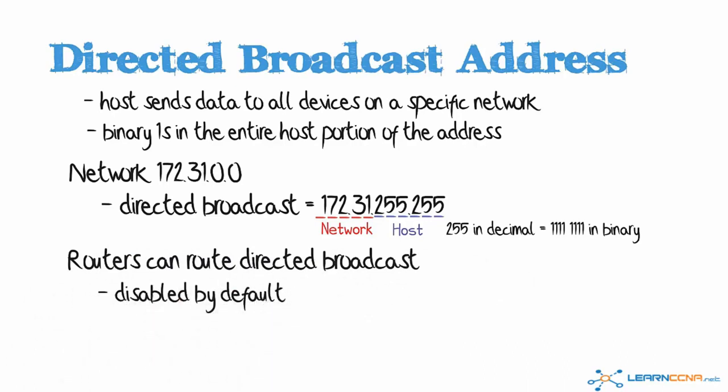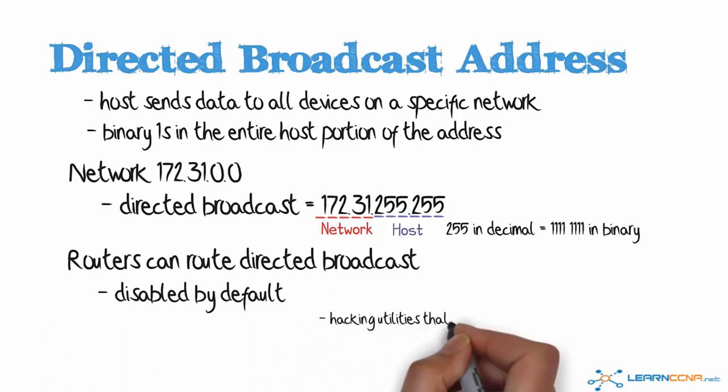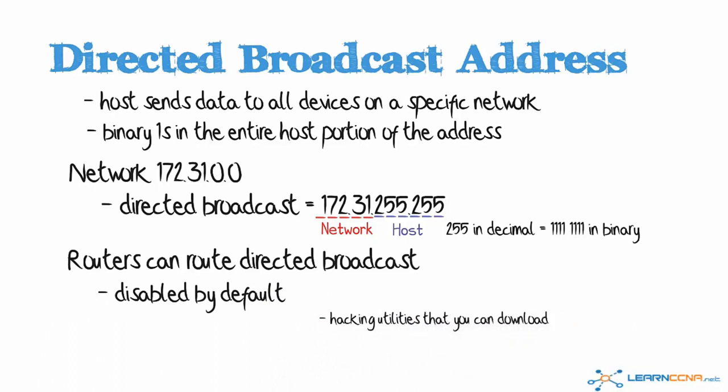Routers can be configured to route directed broadcasts. But by default, directed broadcasts are not routed from one physical interface to another physical interface or from one VLAN to another VLAN. There are hacking utilities that you can download and use to launch denial of service attacks, or DOS attacks, by using directed broadcasts. And thus, for security reasons, it's recommended that the forwarding of directed broadcasts be disabled. This is the default on modern versions of the Cisco IOS.